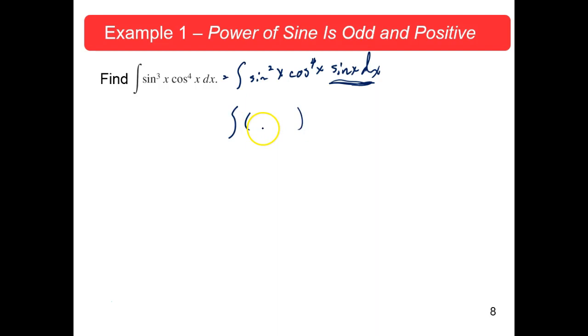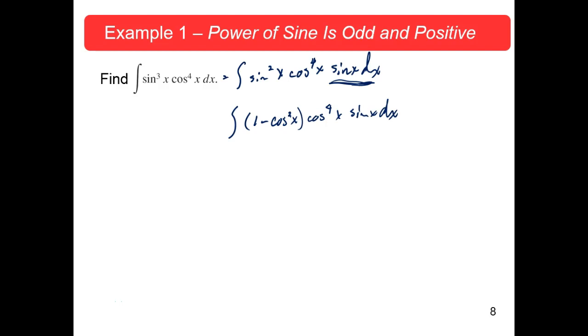Think Pythagorean identity. 1 minus cosine squared. Remember? Sine squared plus cosine squared is 1. So sine squared is 1 minus cosine squared. Right? And then this is times the cosine fourth x. And this is a sine x dx. Okay? Don't worry about that sign yet.